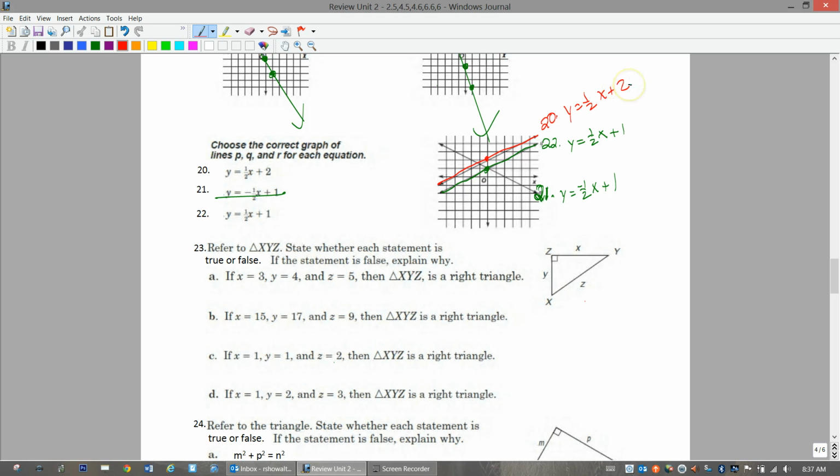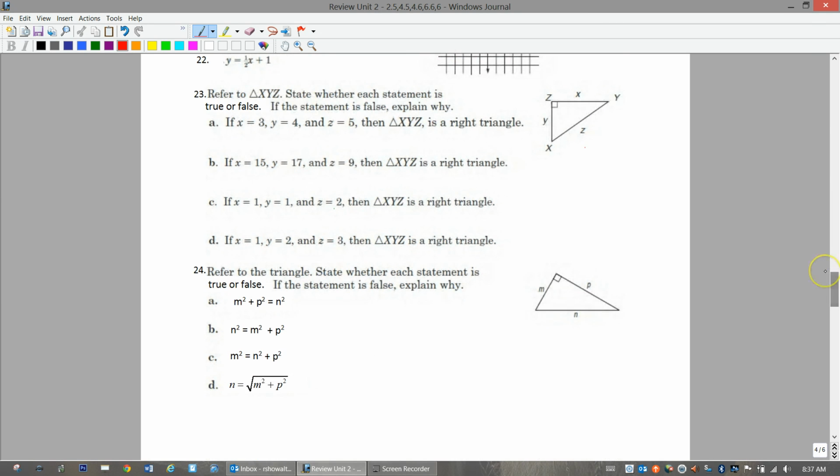Okay, let's go ahead and crank out the next one. Let's go to 23. So let's read the problem. Refer to the triangle on the right. State whether each statement is true or false. If the statement is false, explain why. Okay. So it's a right triangle.